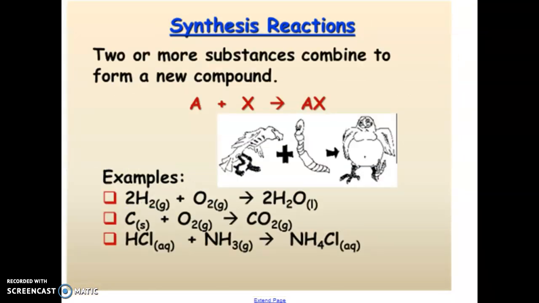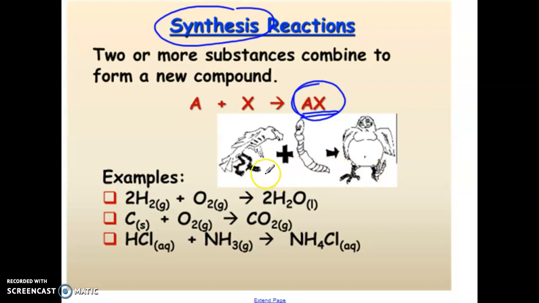So the first type is a synthesis reaction that we're going to look at. So this is where you have two or more reactants forming one product. Okay, so that's the key there, one product. So synthesis reaction, all of the reactions look the same. You should have only one thing on the product side. You can have two or more reactants, but the key is one product.